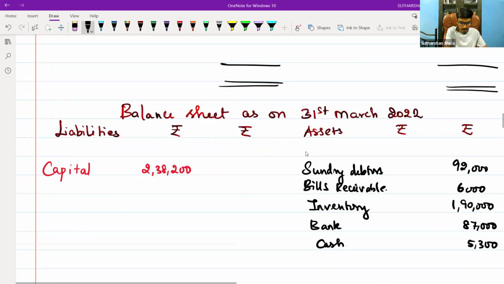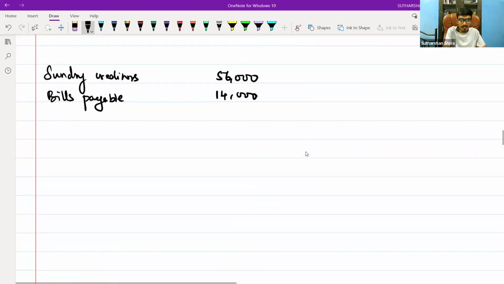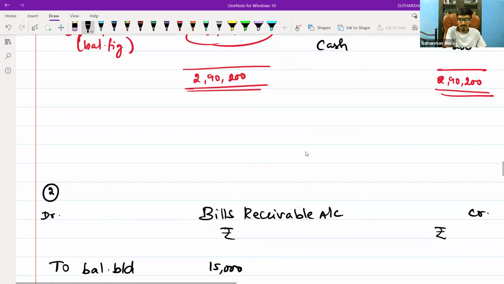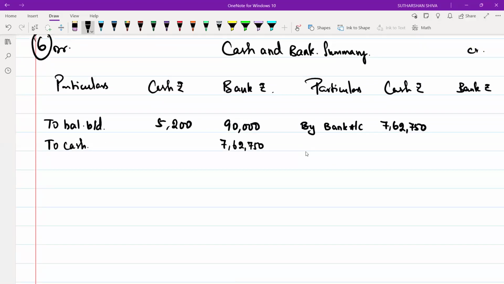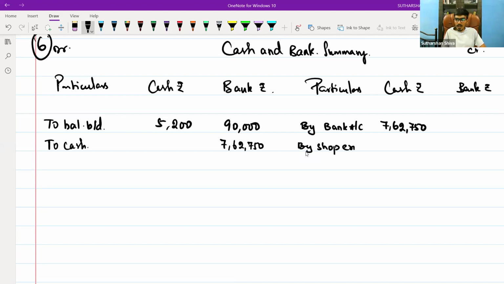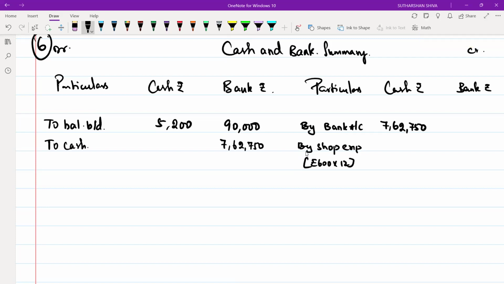Next, there is a shop expense. How much is the shop expense given? 600 per month. Tell me, shop expense is an expense, so it should be in the cash and bank column, on the credit side. So I will write by shop expense, 600 into 12. How much is 600 into 12? 7,200, in my cash column.